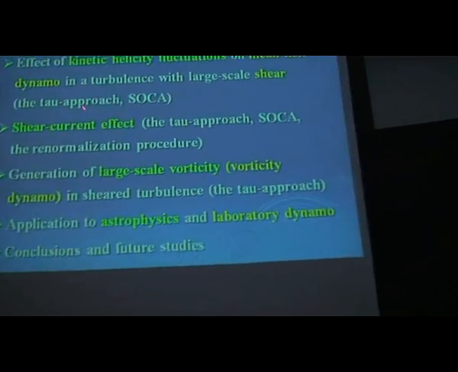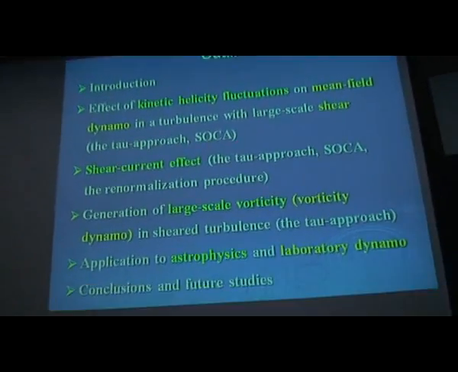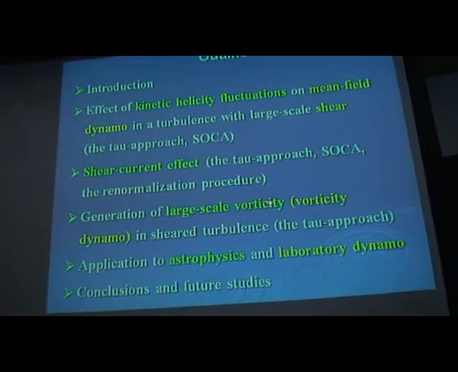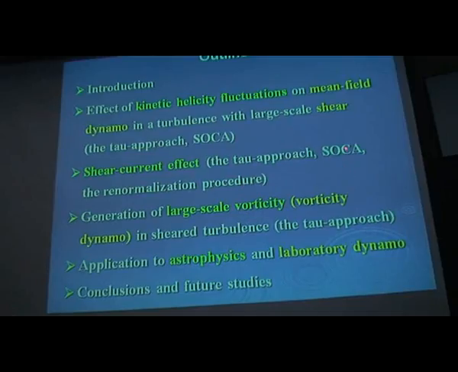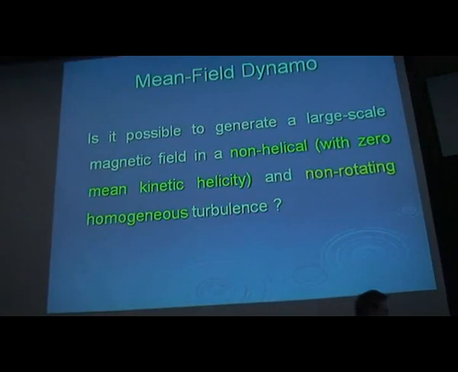In order to study these effects, we use the tau approach and the second-order correlation approximation. Then the shear-current effect: we use also the tau approach, SOCA, which is first-order smoothing, just what people use this name for, and also the renormalization procedure. Also there is a related problem, the so-called vorticity dynamo, generation of large-scale vorticity in shear turbulence. And we will discuss applications and laboratory experiments.